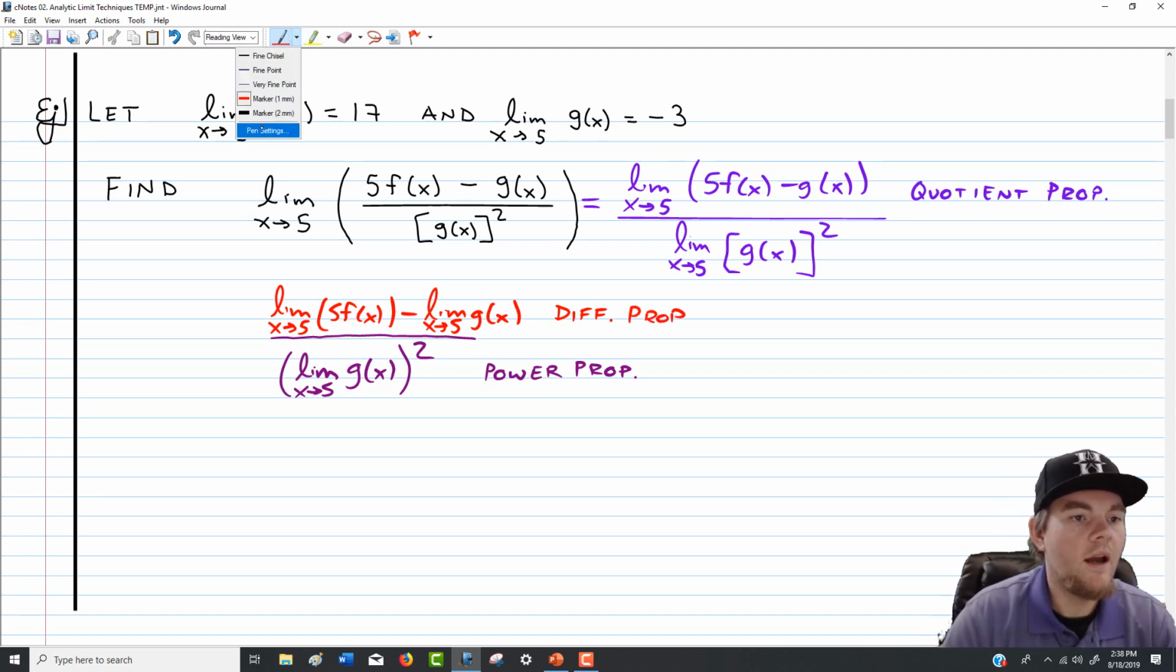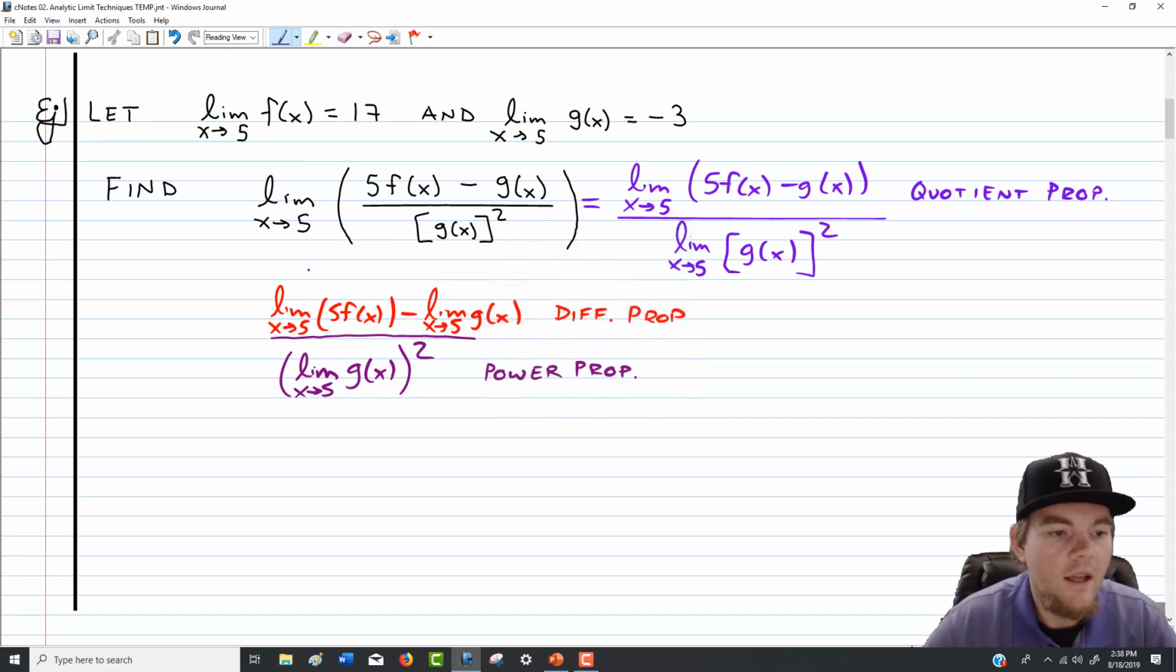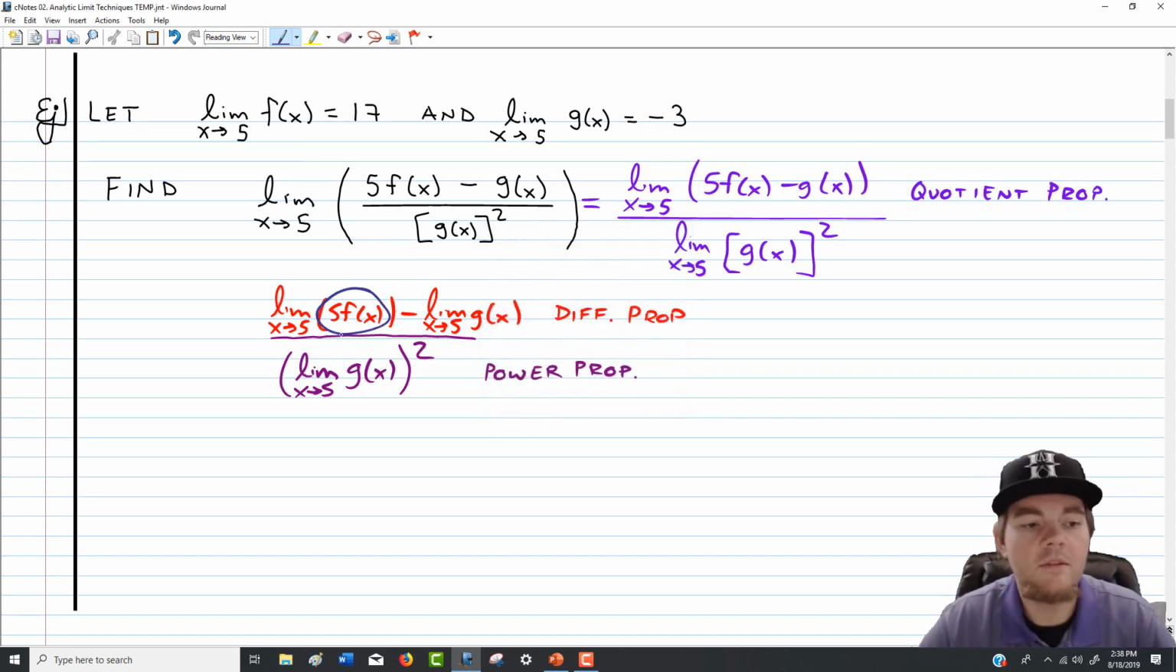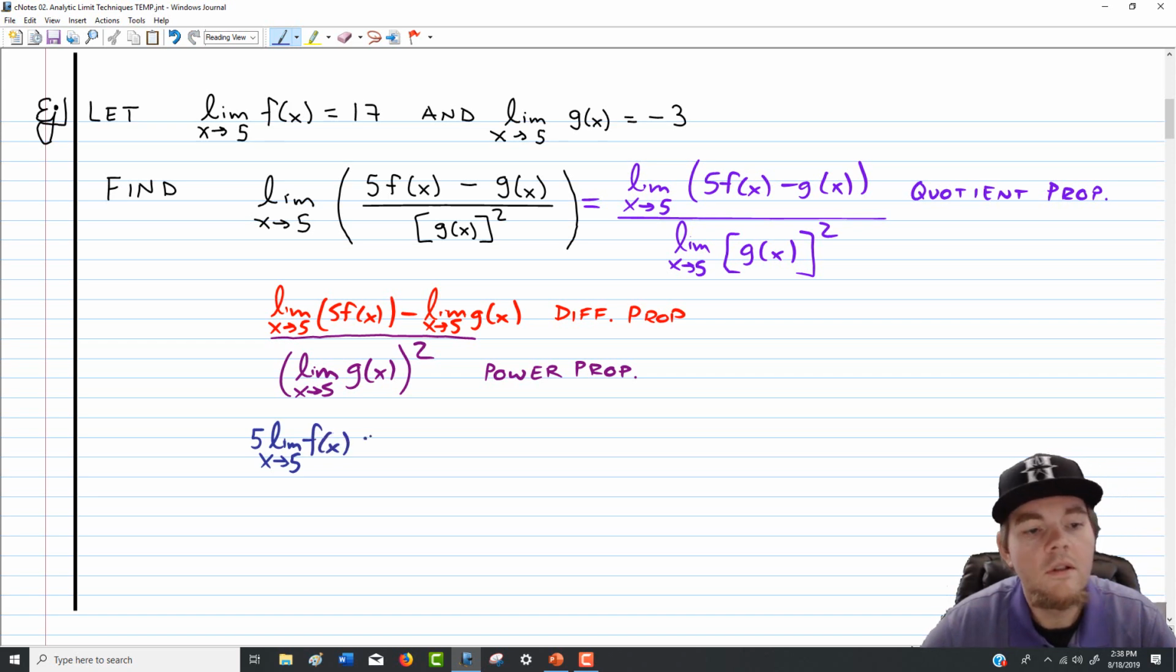So given that, we now have everything broken down save for one spot. You might have noticed it. It's basically right here. We have the limit as x approaches 5 of 5f of x, so we can actually apply the scalar property right there. So we can write this instead as 5 times the limit as x approaches 5 of f of x minus, well, you get the picture for the rest.